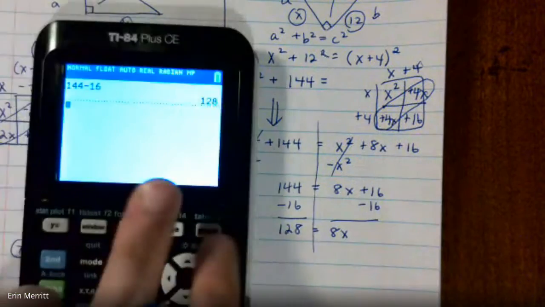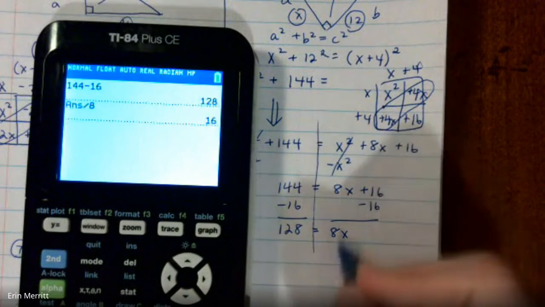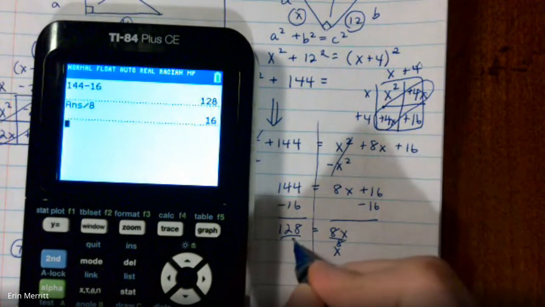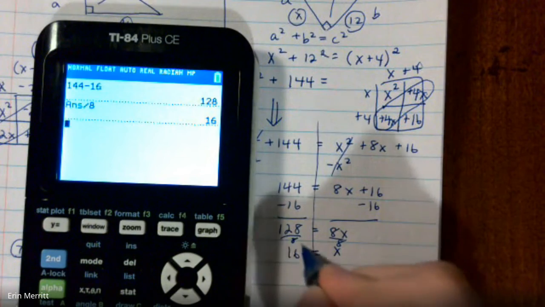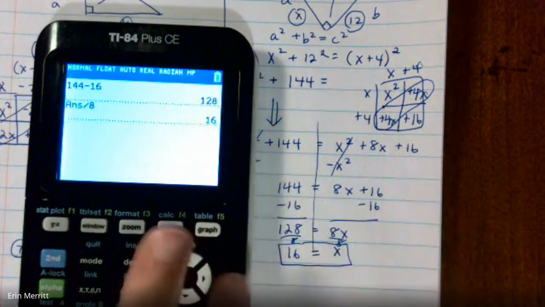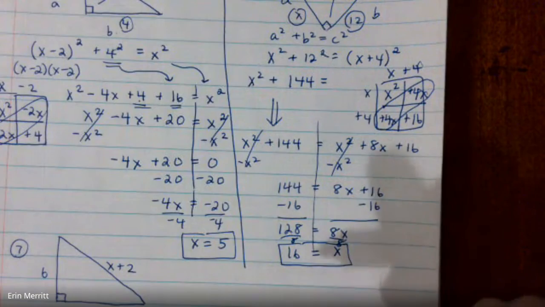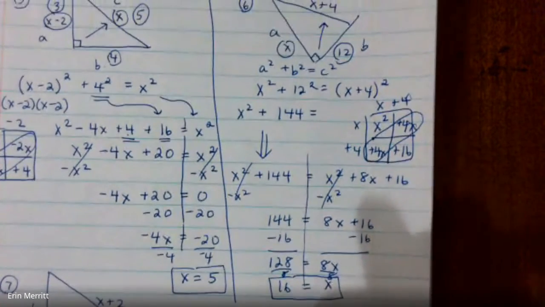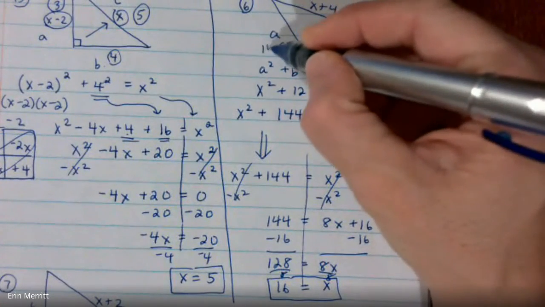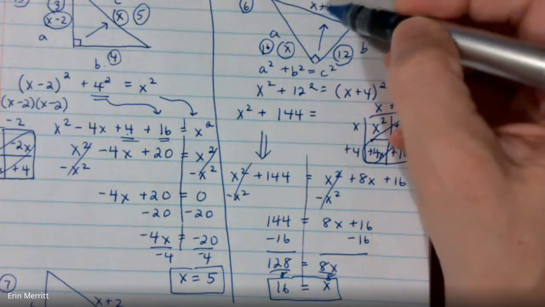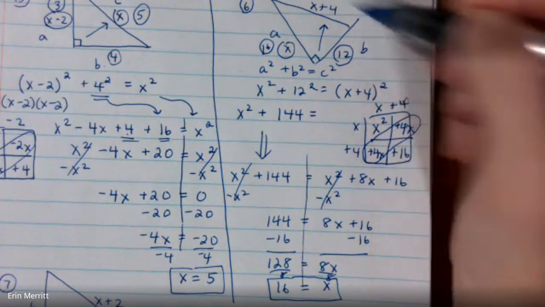And then divide by 8. That'll give me x equals 16. So there's my answer to number 6. And if x is equal to 16, I'm going to go back up to my picture. That means this side length was 16, and this is 16 plus 4, so that side length comes out to be 20.